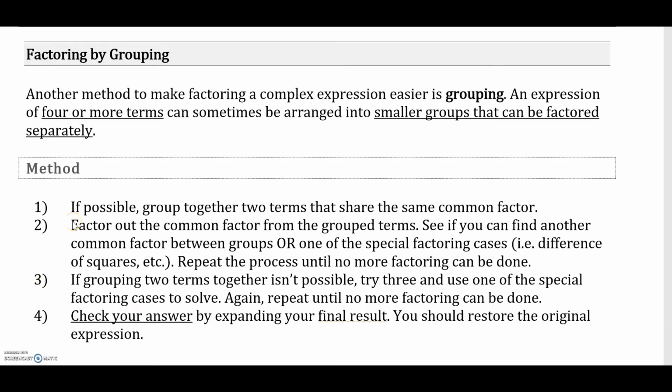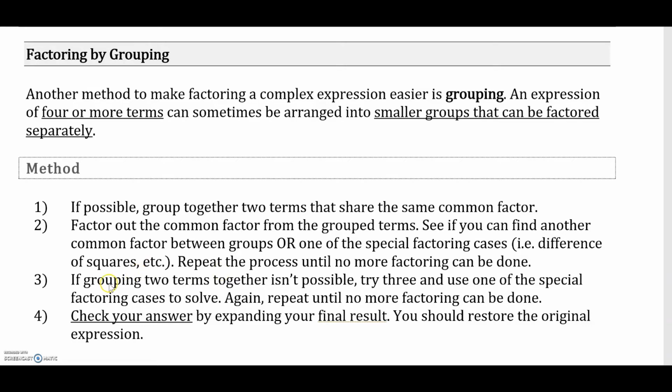Step 1. So if possible, we group together 2 terms that share the same common factor. Step 2. Factor out the common factor of the grouped items and see if you can find another common factor between the groups, or if there's a special factoring case, such as difference of squares or a perfect square trinomial. Then repeat the process until no more factoring can be done.